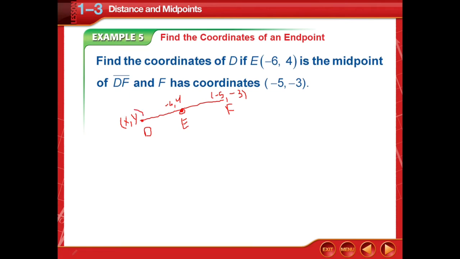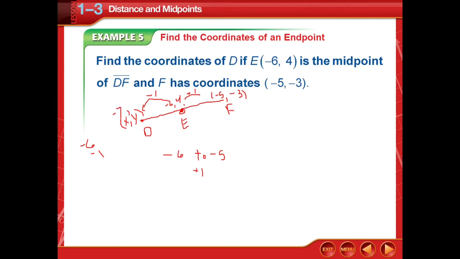And I want to know what the X and the Y are for D. I can find my answer by comparing my X's. I went from negative 6 to negative 5. That means that I added 1. If I add 1 going to the right, I'm going to subtract 1 going to the left. So therefore, negative 6 minus 1 means that X is negative 7.